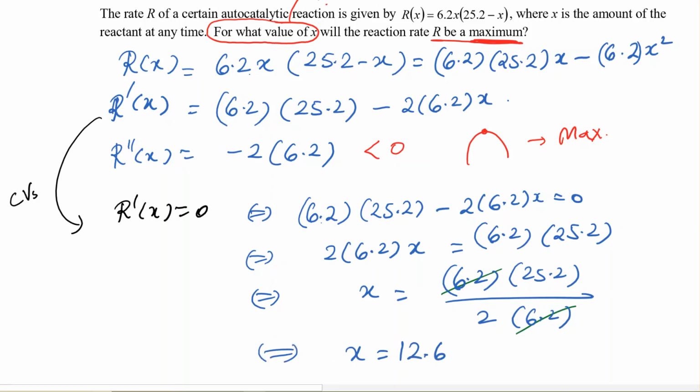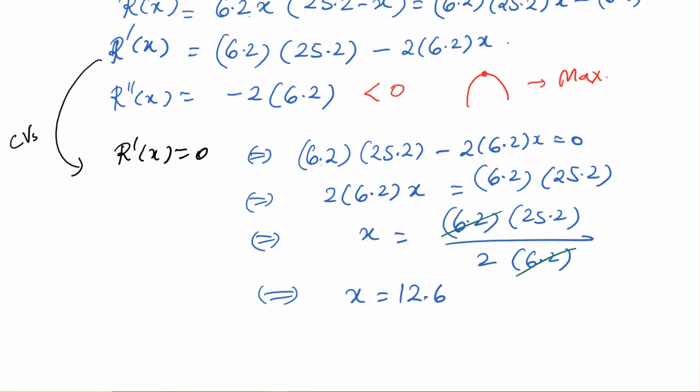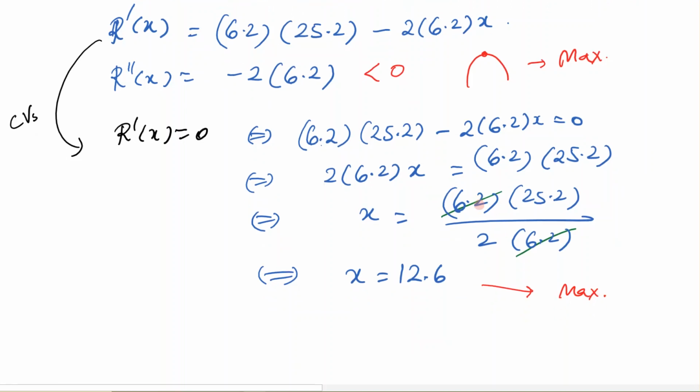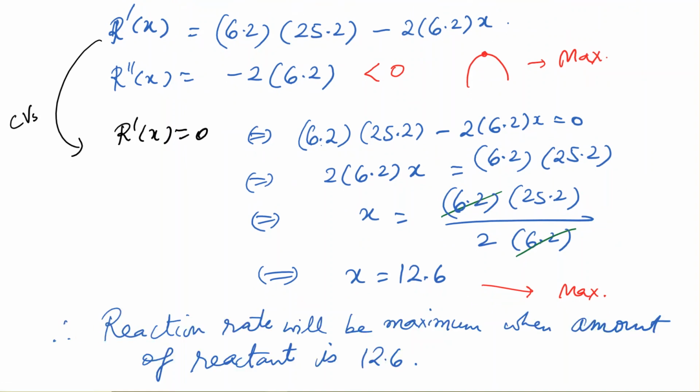So we have only one critical value and we know that this critical value gives us a point of maxima. So the maxima happens at this value. Therefore, the reaction rate will be maximum when the amount of reactant is 12.6. So in this case, we had only one critical value, so there was no question of checking the endpoints and stuff.